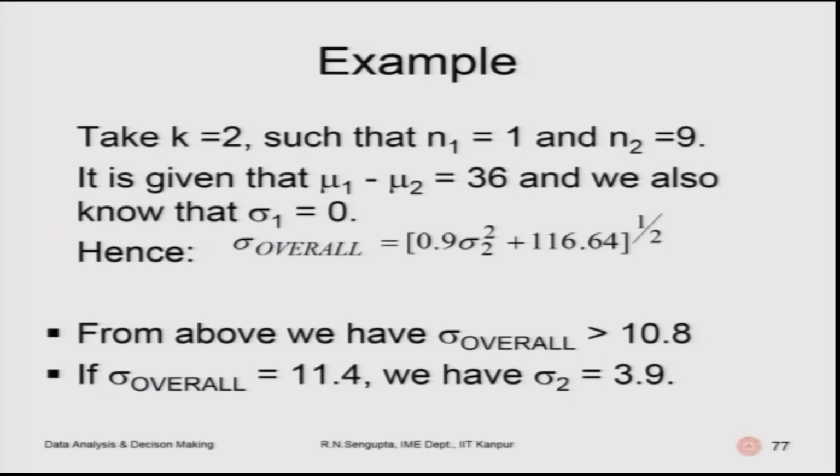Obviously the dull student's value would be lower, and we also know the standard deviation for the group with only one student is 0. The standard deviation for the other group obviously would not be 0, because it has 9 students. Based on that, if we do the calculations, we find the overall standard deviation comes out to be the square root of 0.9 sigma 2 square, which is for the second group where there are 9 students, plus 116.64. From the above, the overall standard deviation has to be greater than 10.8 as we proved, and if the overall value is 11.4, we find that the standard deviation for the group of 9 students comes out to be 3.9.